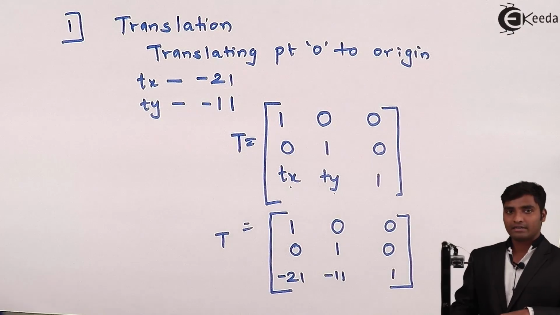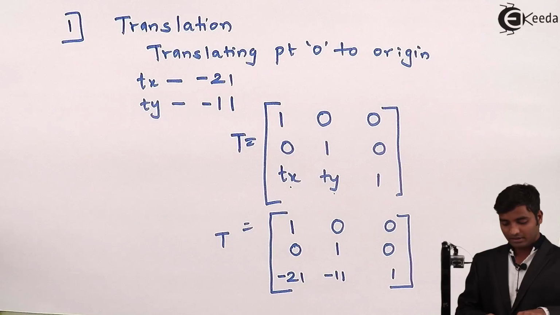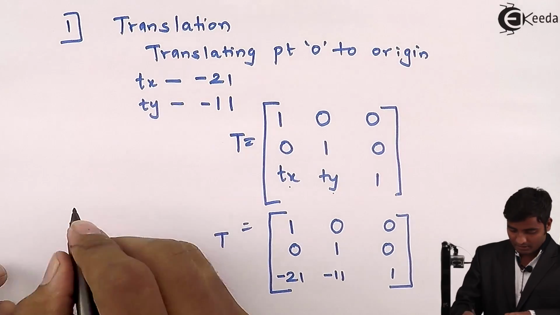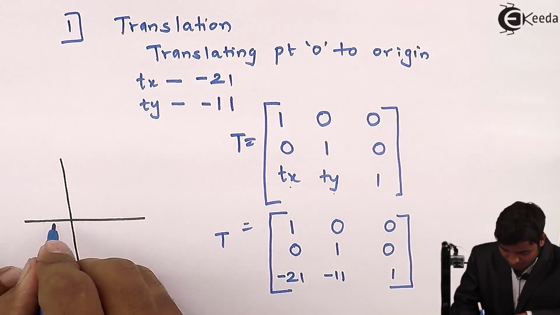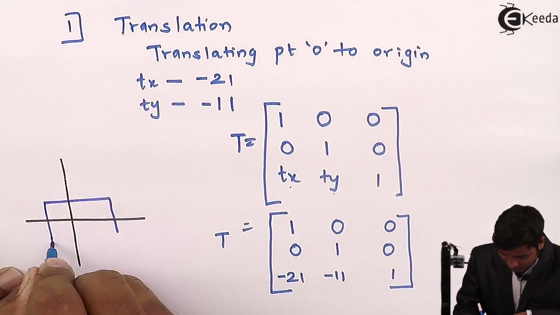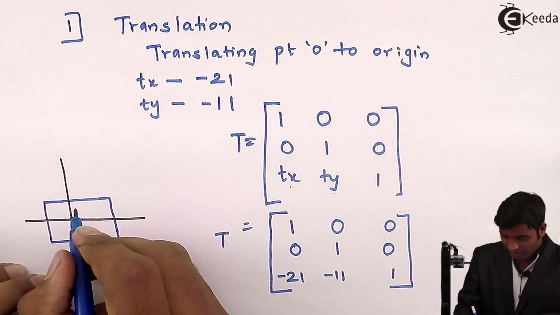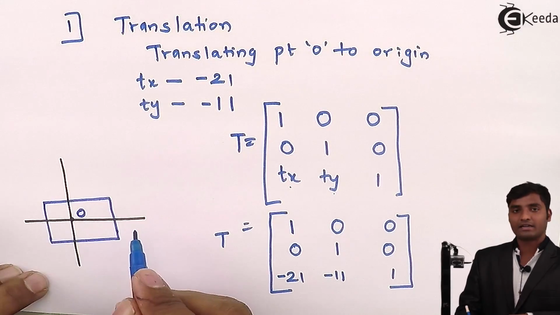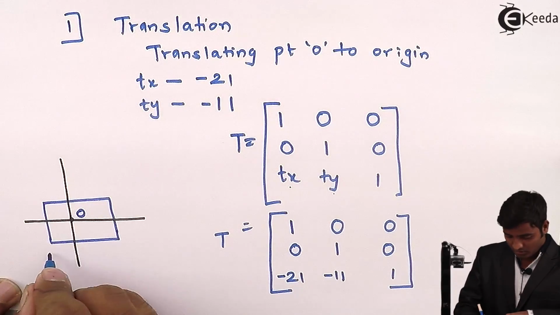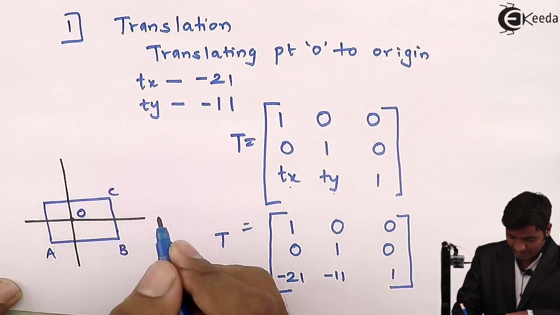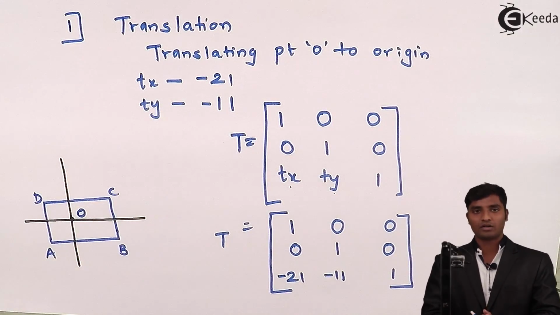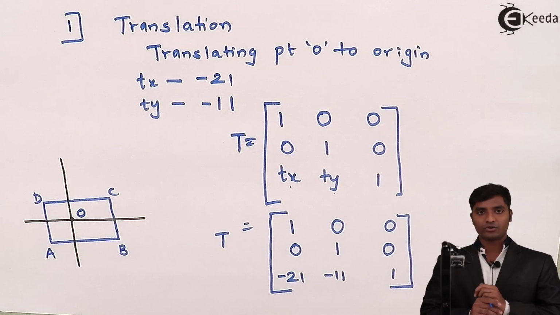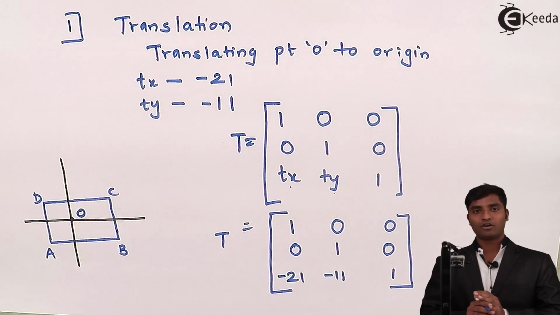After performing this translation, the figure comes out to be like this. Now O has attained the origin position. This is A, B, C, D. So we successfully brought the center of the square to the origin. Now we can easily perform the rotation and scaling transformations.